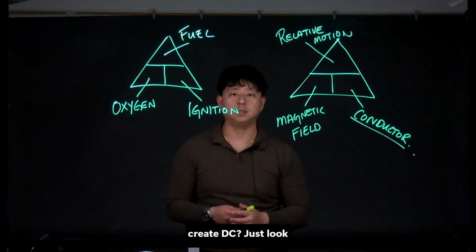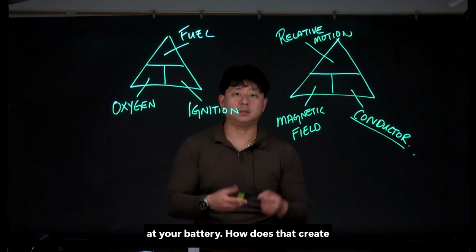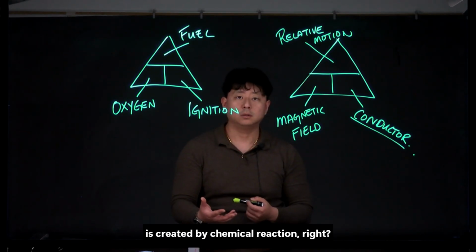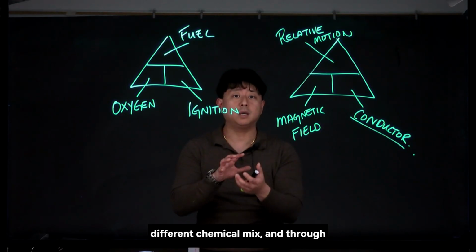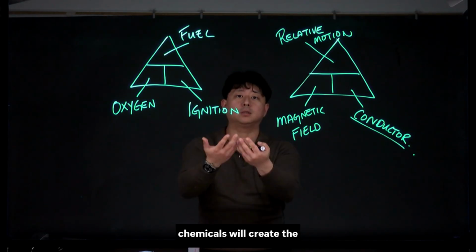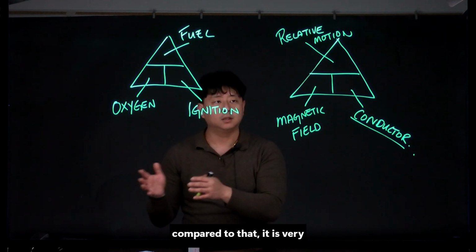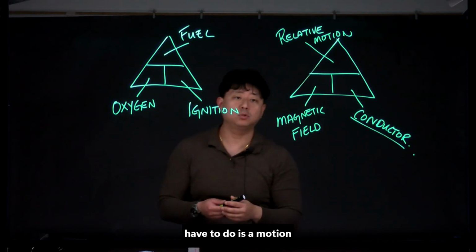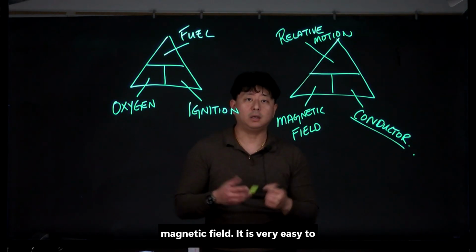So how do we create DC? Just look at your battery. How does that create DC? Well, the DC is created by chemical reaction, right? Somebody has to put together different chemical mix, and through that process, the reaction of the chemicals will create the electricity, and that is DC. So compared to that, AC is very easy to make, because the only thing you have to do is a motion between the conductor and a magnetic field. It is very easy to create.